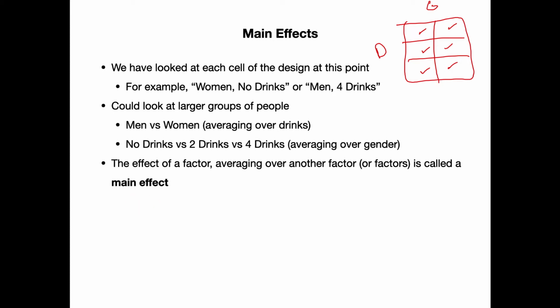So when you think about, okay, if we're comparing men versus women, right? So if this is men and this is women and this is no drinks, 2 drinks, and 4 drinks, right? If we're going to compare men versus women, but we average over the number of drinks, so we average over all these cells, and we compare men versus women, that's called the main effect. Or if we do the same thing, if we compare no drinks, 2 drinks, 4 drinks, by averaging over gender and compare them, then that's going to be the main effect for drink.